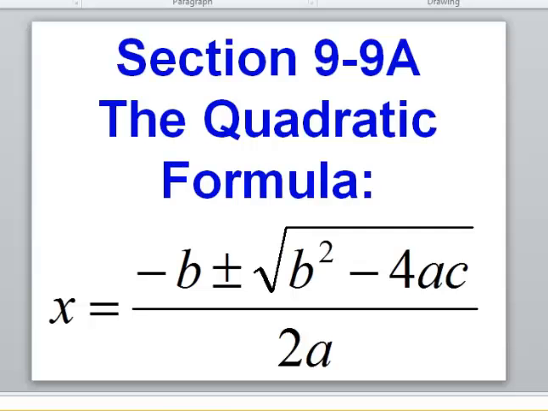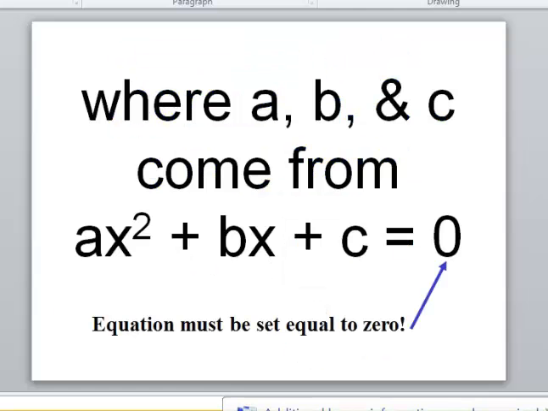The quadratic formula is not something you have to memorize. You just need to look at your reference sheet with the formula on it and apply it. Where do the a, b, and c come from in the formula? Well, it comes from the quadratic equations. So you've got your a in front of your x squared, your b in front of your x, and your c, which is your constant term, the number by itself.